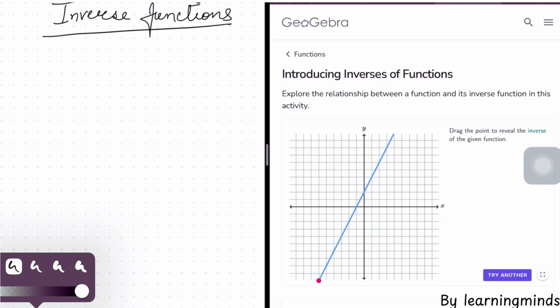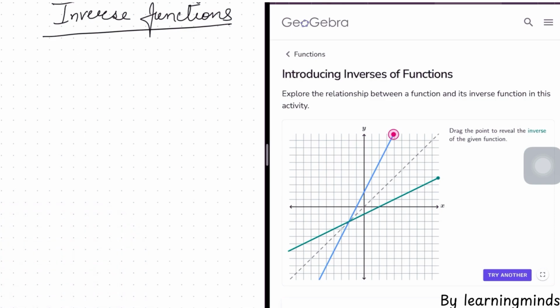So I'm going to move this red dot and let's see how the graph of the inverse of this function appears. If you see, the graph of the linear is coming out to be linear. That's very clear because the general equation of a line is y equals mx plus c. And if you can see, the green graph and the blue graph are intersecting at a point, right? And the coordinates of that point seem to be 2 units to the left and 2 units down, right?